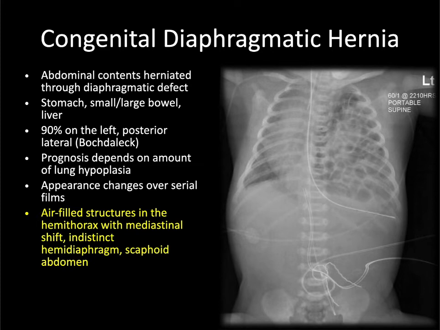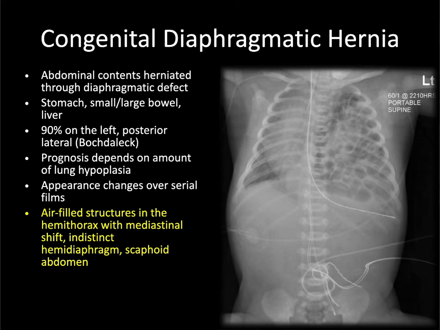So with congenital diaphragmatic hernia, you'll see the abdominal contents herniating through a congenital diaphragmatic defect. You may see stomach, or small and large bowel, and liver herniating up into the chest. 90% of these are going to be on the left. Most of them are going to be posterior, called a Bochdalek hernia.